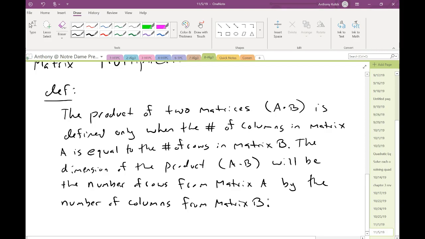Furthermore, we can say that the dimension of the product, so we can tell already what the dimension of the answer is going to be, since these two matrices that we multiply together might not have the same dimension. What would the answer's dimension look like? Well, the dimension of our answer is going to be the number of rows from the first matrix by the number of columns from the second matrix. Again, we'll do some numeric examples in a moment to cement this in and be really specific about what we're saying here.